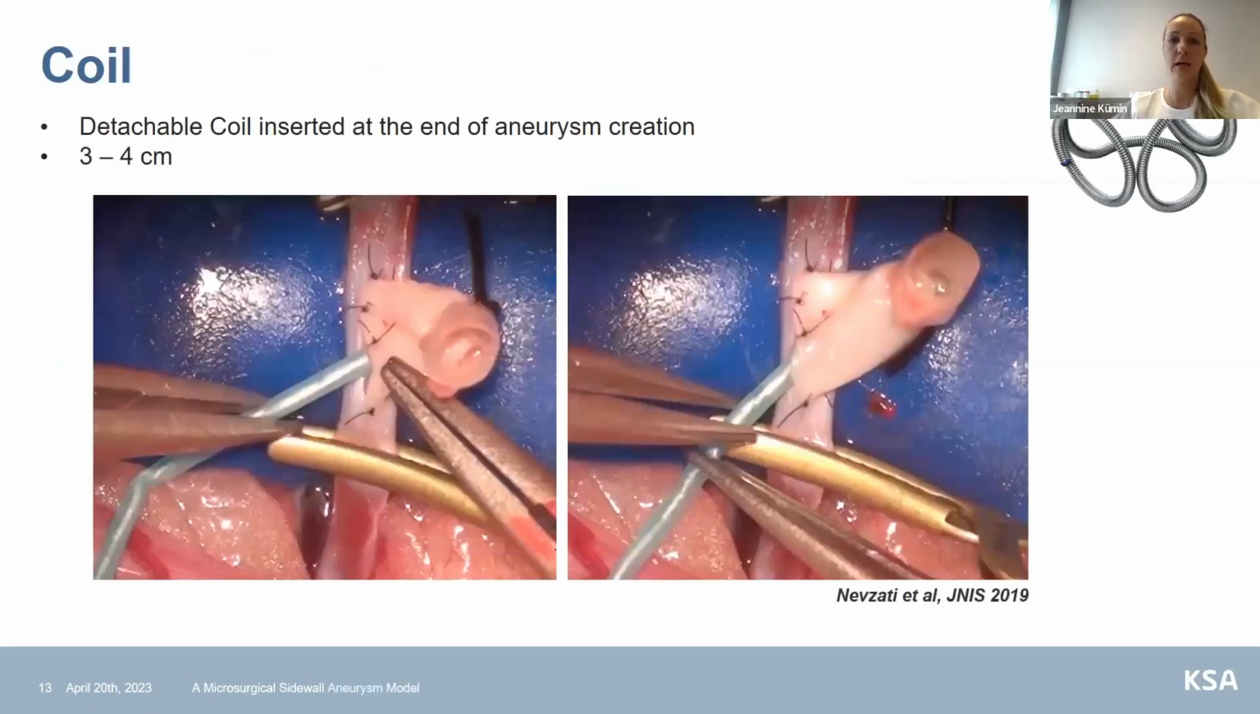The first modification, which is quite simple, which we did to our aneurysm model, was the use of detachable coils, which were inserted at the end of the aneurysm creation. As you can see here in the left picture, right before closing the end-to-side anastomosis, so there's only 1 stitch missing, we inserted the microcatheter with the coil inside the aneurysm dome and then applied 3 to 4 centimeters of these detachable coils.